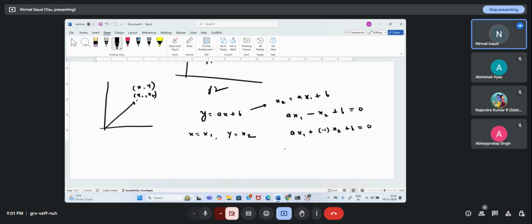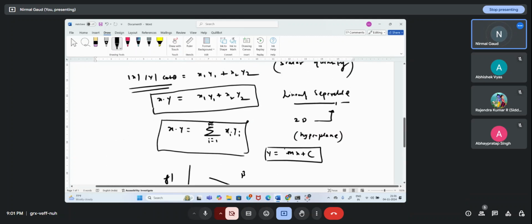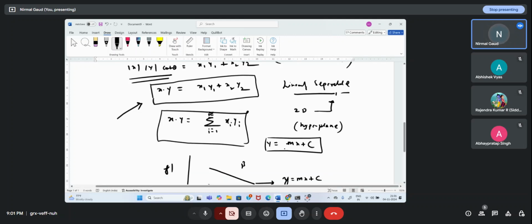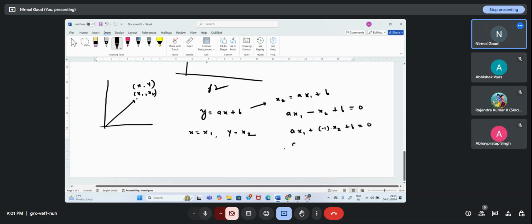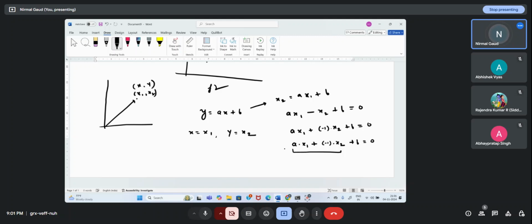Now we have studied something about what we have studied. Just check it here. This one, x1 y1 plus x2 y2 is equal to x dot y. Can I perform this thing? a dot x1 plus minus 1 dot x2 plus b can be written as it is. This is x1 y1 plus x2 y2, something like that, which we have studied above.